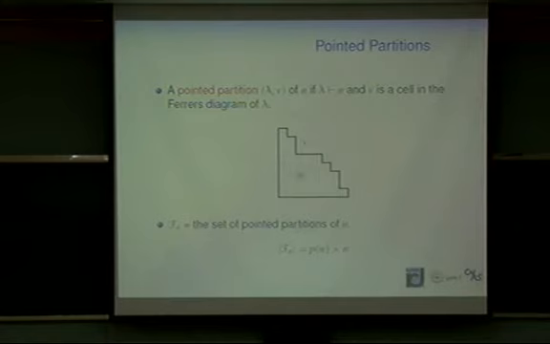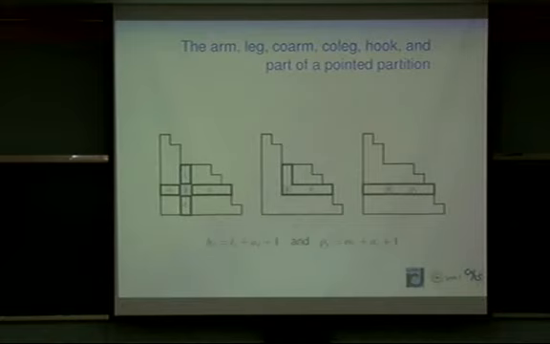We need some definitions: arm, leg, coarm, coleg, hook, part, and so on. The arm is the set of cells lying in the same row as v and on the right side of v, like this. The arm length is the number of cells in the arm, denoted by a(v). The leg is the set of cells lying in the same column as v and above v, like this. And l(v) is the leg length, which is the number of cells in the leg.